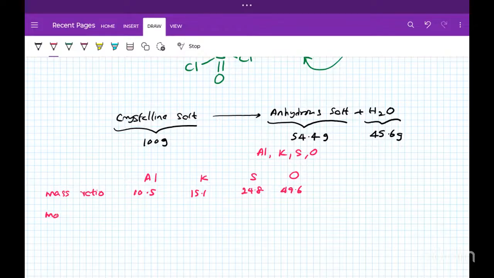Then you can calculate the mole ratio. This is 10.5 divided by 27. This is 15.1 divided by 39. 24.8 divided by 32. 49.6 divided by 16. So I have the answer for this one.